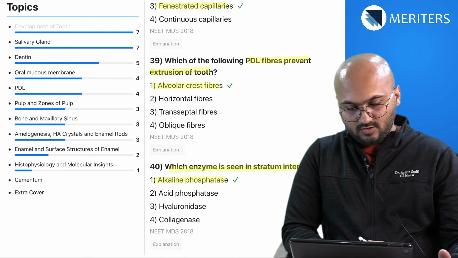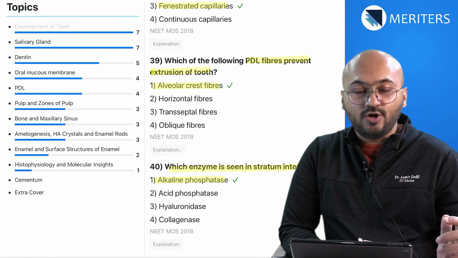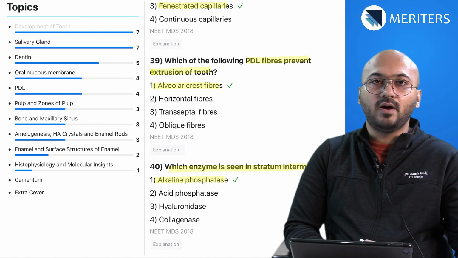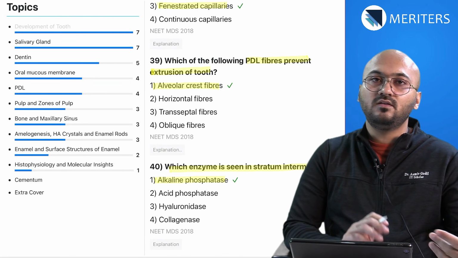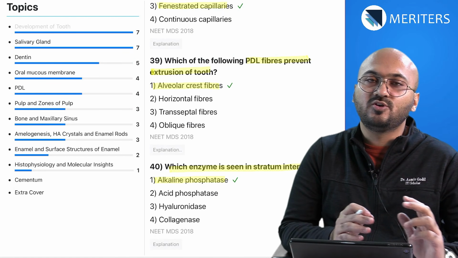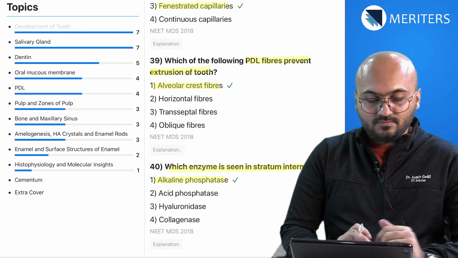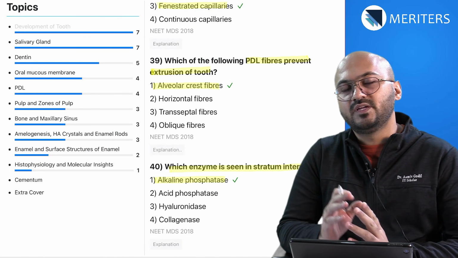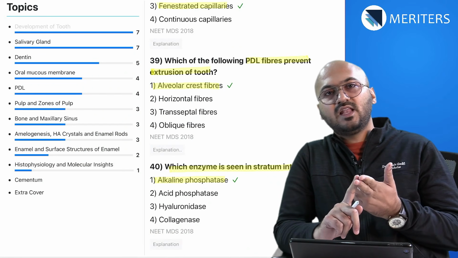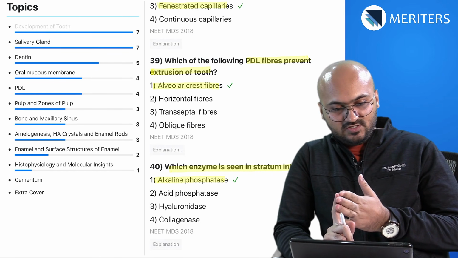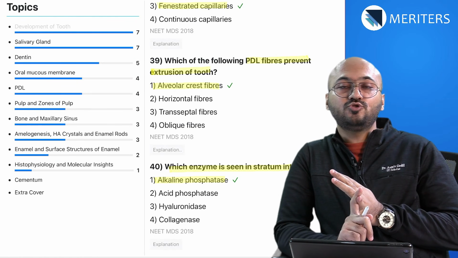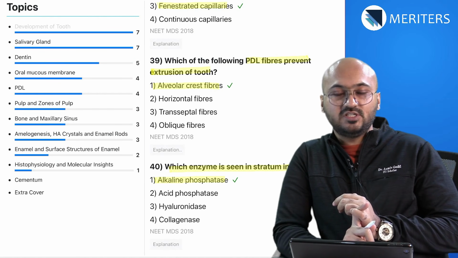As you can see on the left side, there are a lot of questions that appear from development of tooth and salivary gland, and questions from pulp, dentine and enamel are almost the same. No questions from cementum. Now that doesn't mean that you will neglect cementum, because you may have questions in perio, based on how it is placed or the kind of application they are asking. So you must focus on tooth development, salivary glands and the four major structures, that is dentine, enamel, pulp and OMM.